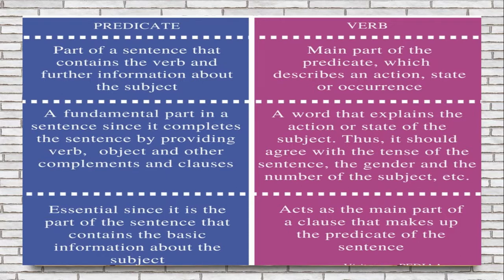And a verb is the main part of the predicate, which describes an action, state, or occurrence. It is a word that explains the action or state of the subject. Thus, it should agree with the tense of the sentence, the gender and the number of the subject, etc. And it acts as the main part of a clause that makes up the predicate of the sentence. And these are all the traits of a verb.